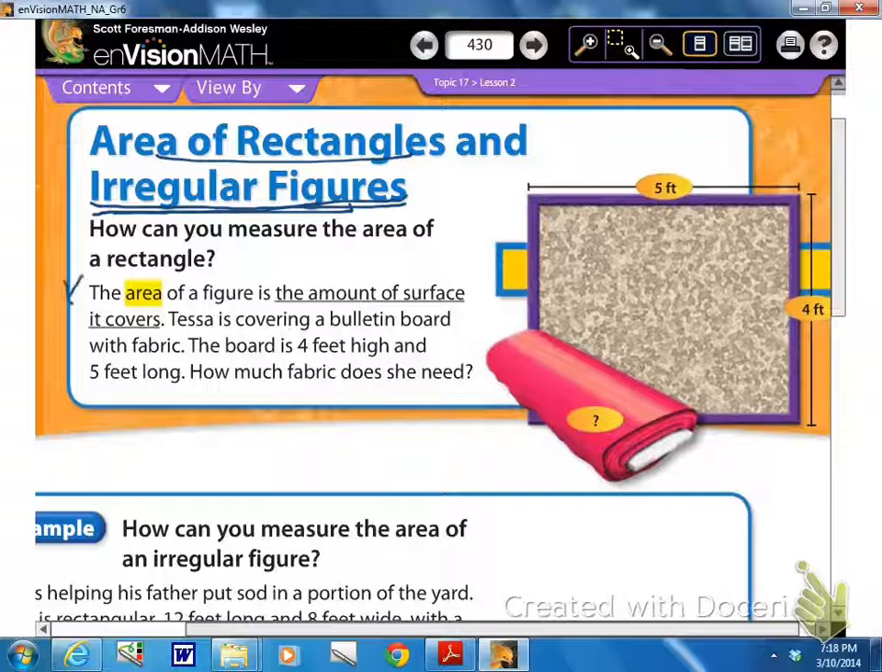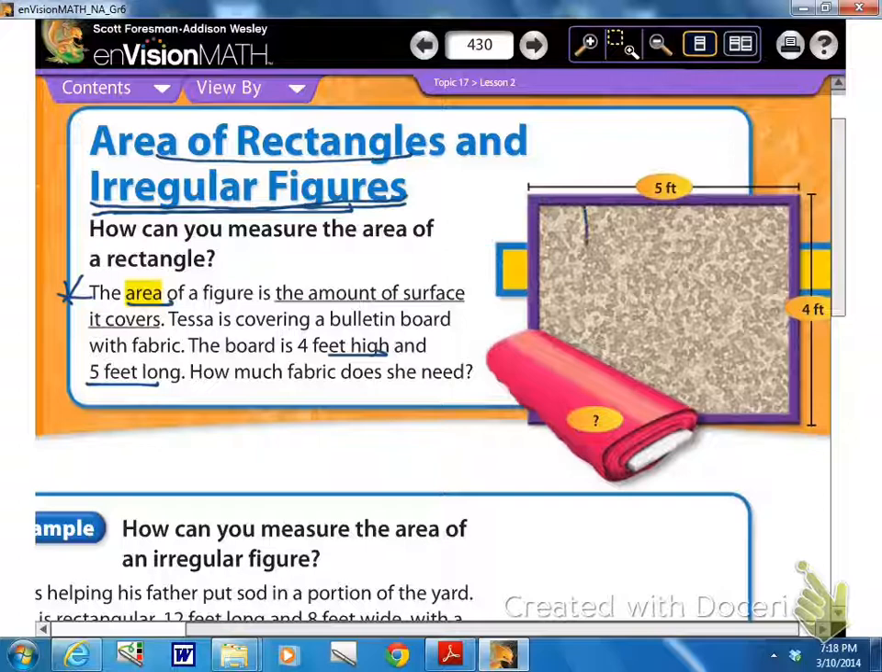The area of a figure is the amount of surface it covers. So here's the example. Tessa is covering a bulletin board with fabric, so we want to cover the whole surface. The board is 4 feet high and 5 feet long. How much fabric does she need? So we are talking about how many square feet of this fabric we need to cover this bulletin board.